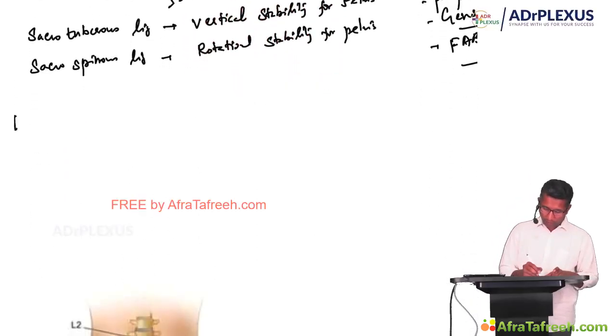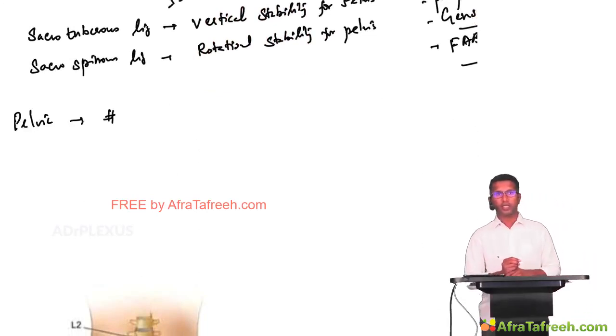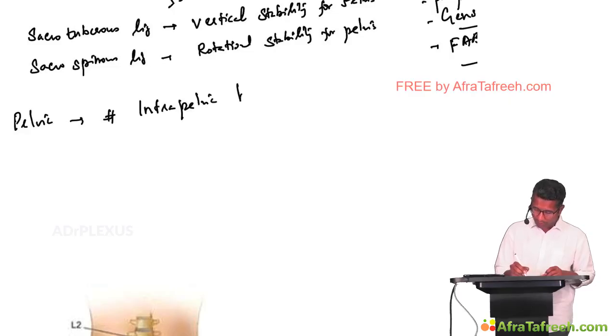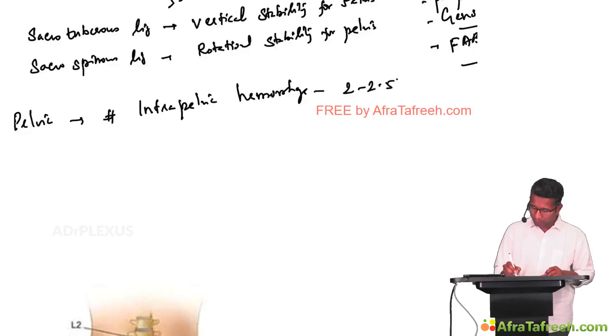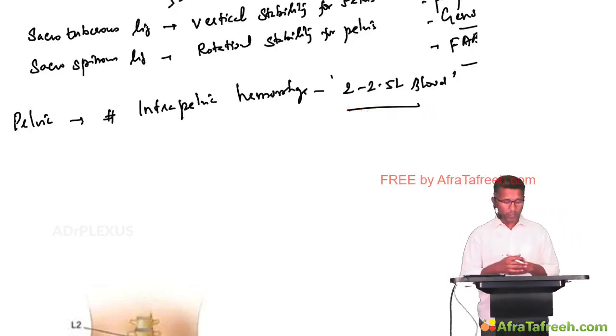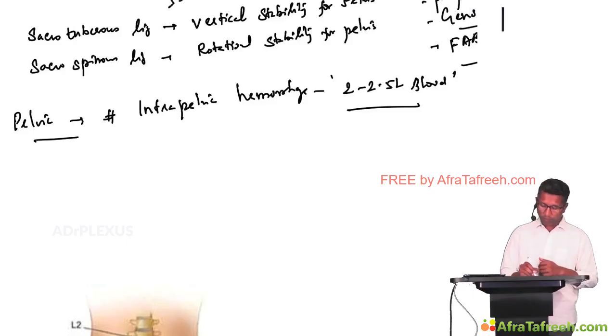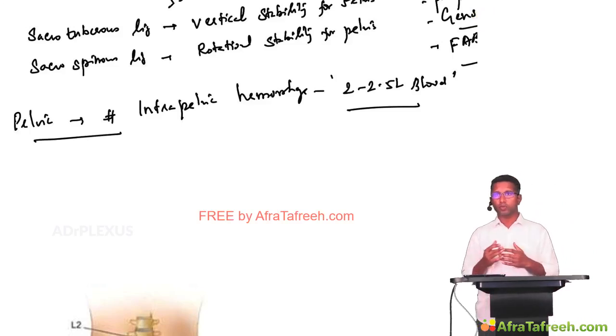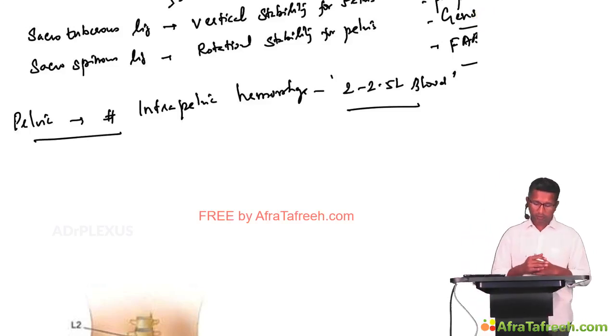Always remember, when the pelvic bone gets fractured, it can result in a lot of intra-pelvic hemorrhage. Approximately 2 to 2.5 liters of blood loss can happen within the pelvis, which cannot be seen outside. So pelvic fractures are more prone to intra-pelvic hemorrhages and intra-pelvic hematoma.